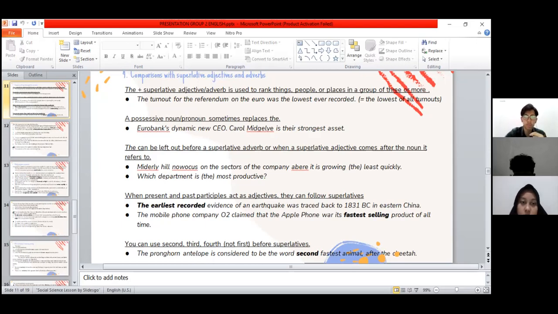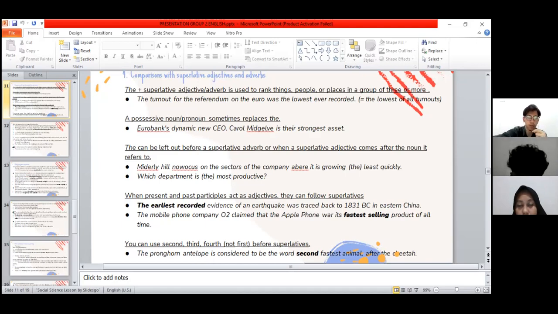The can be left out before a superlative adverb, or when a superlative adjective comes after the noun it refers to. Example: the sector of the company that is growing the least quickly, or which department is the most productive? When present and past participles act as adjectives, they can follow the superlative. Example: the earliest recorded evidence of an earthquake was traced back to 1831 BC in eastern China.